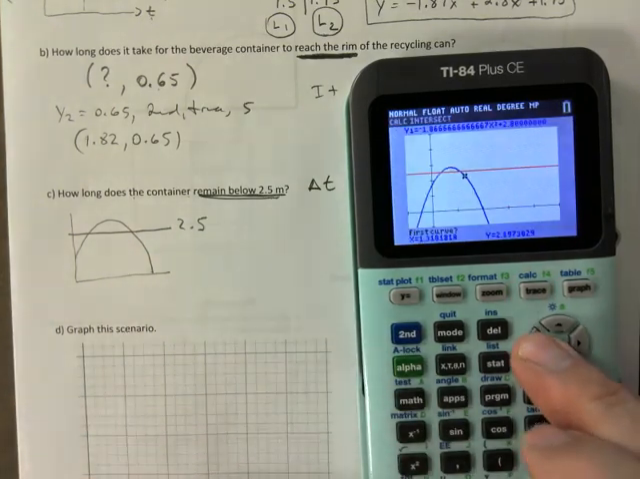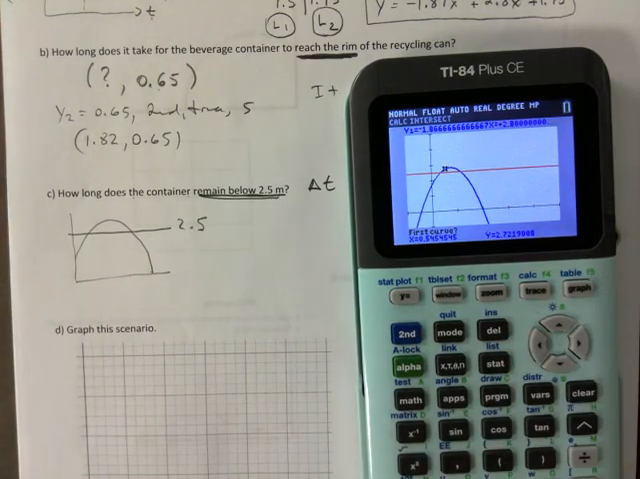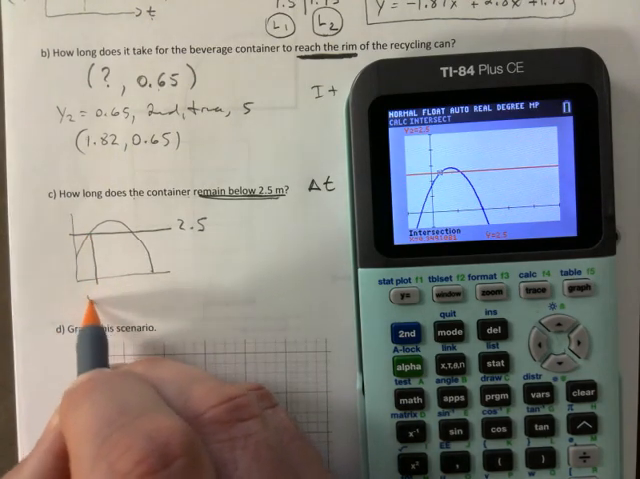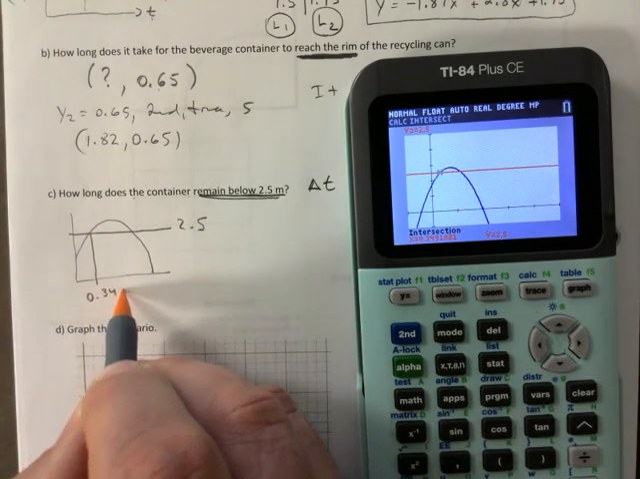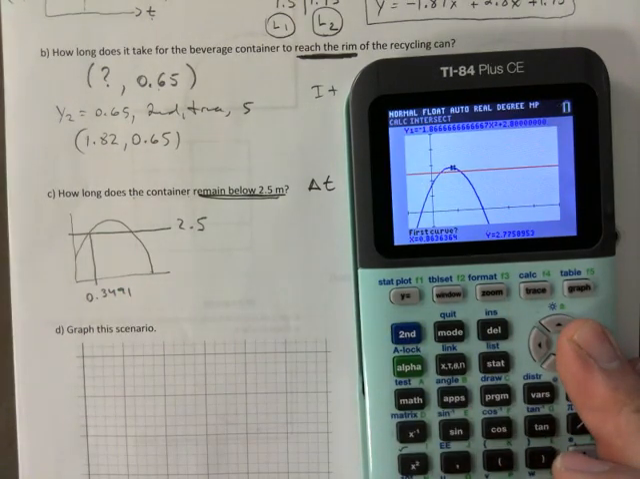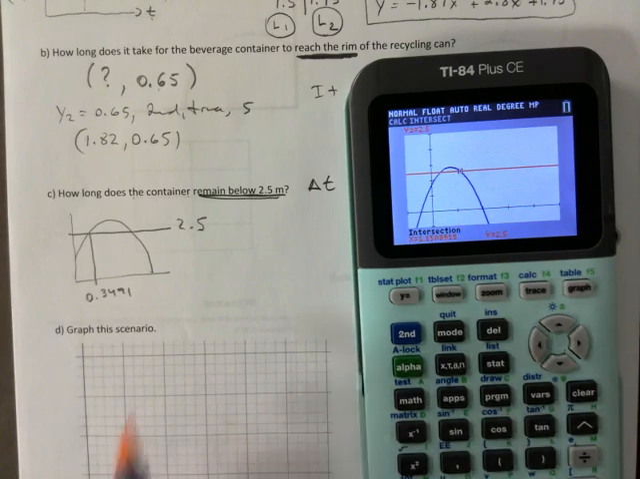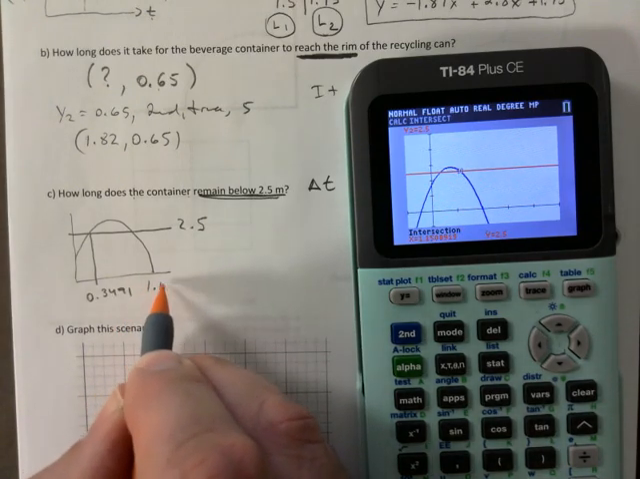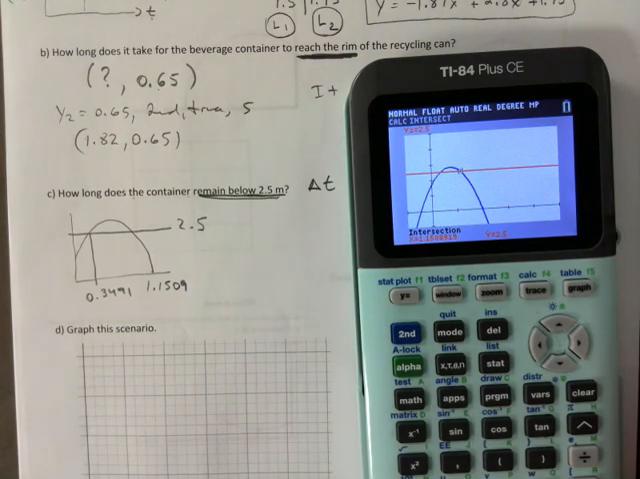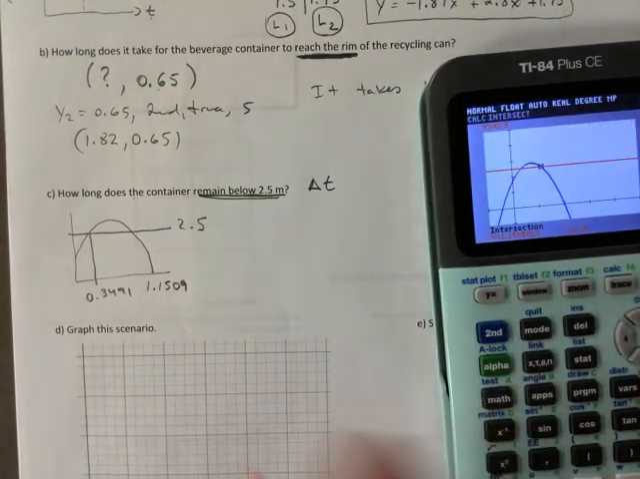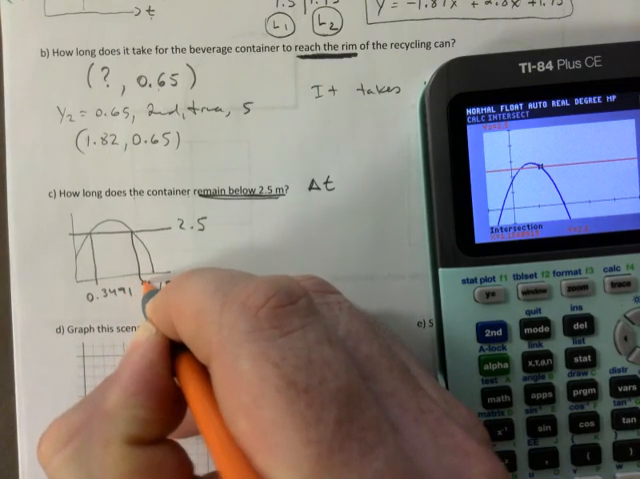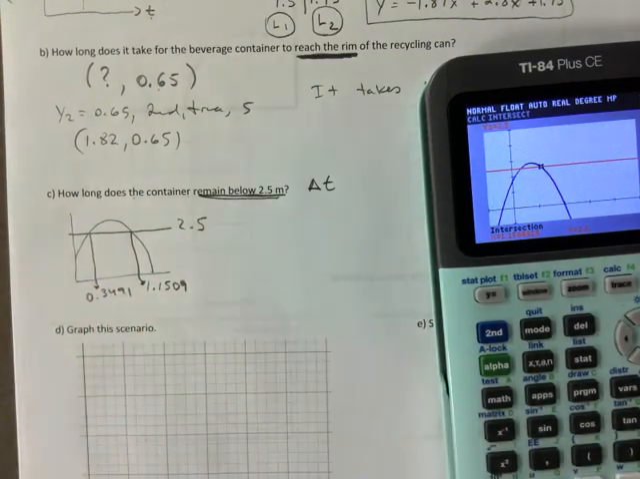Second trace 5. I'll find the first one. The first one here is 0.3491. And the second instance, 1.1509. Sorry, I should probably make a line like this. That's that one. And this is that one.